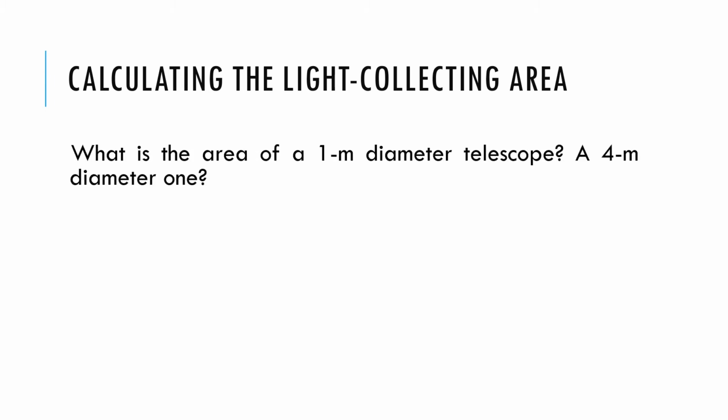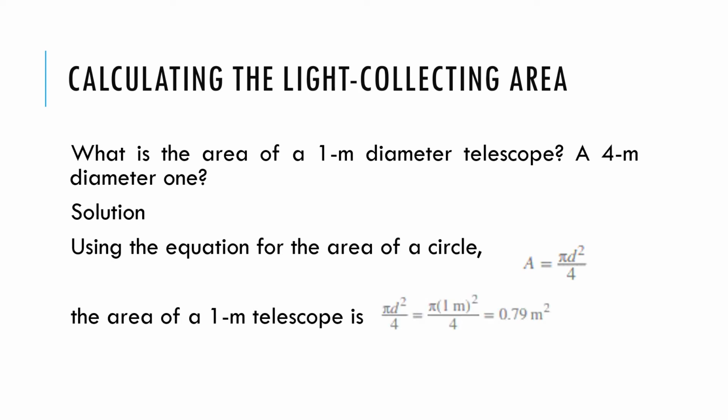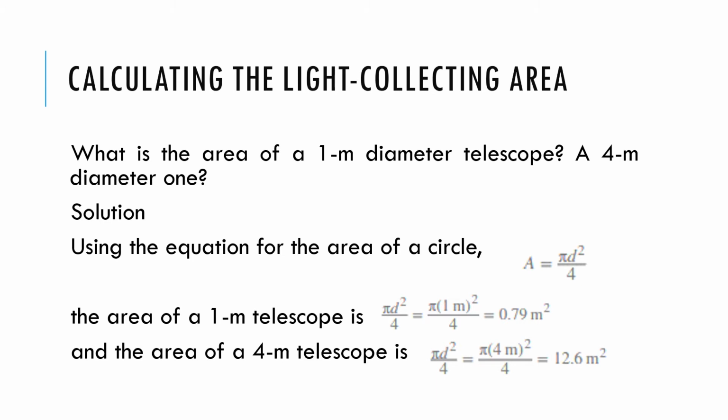The question is, what is the area of a 1-meter diameter telescope, and a 4-meter diameter one? The solution: using the equation for the area of a circle, we have area equals pi diameter squared over 4. The area of a 1-meter telescope is pi times 1 meter squared over 4, which is equal to 0.79 meters squared. The area of a 4-meter telescope is 12.6 meters squared.